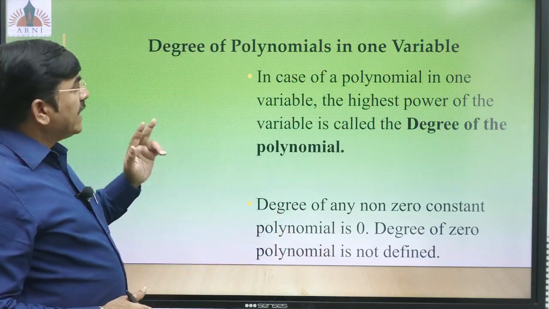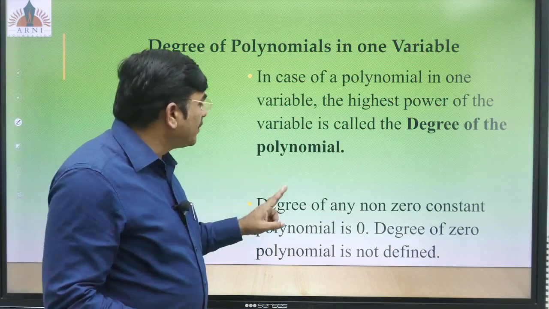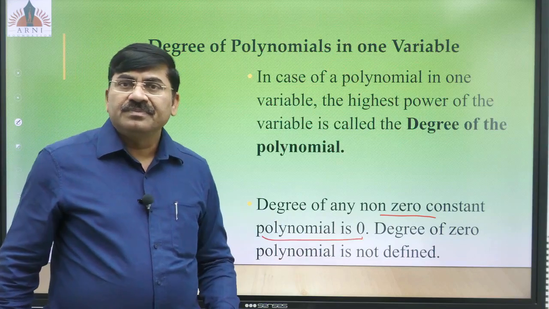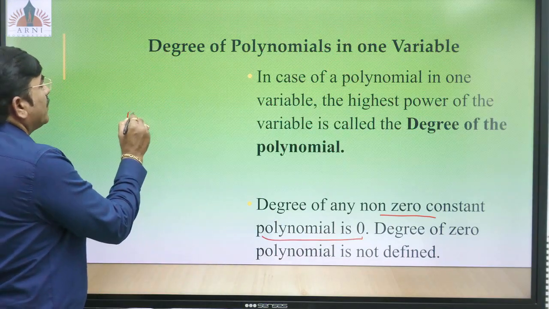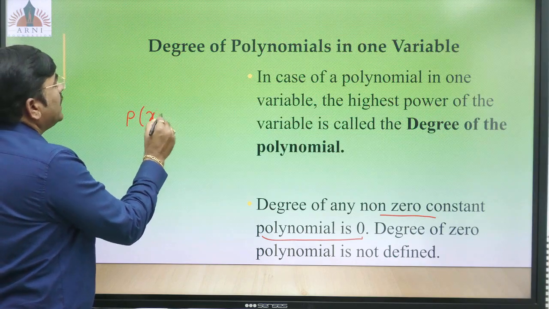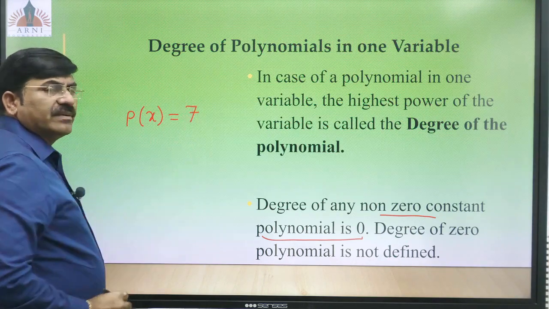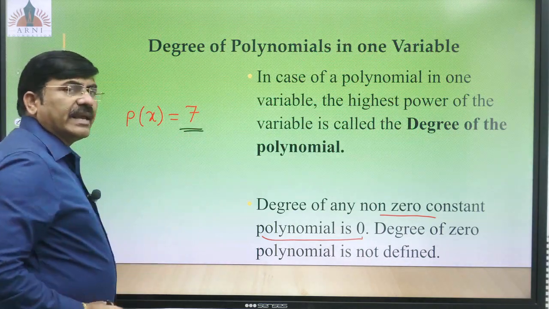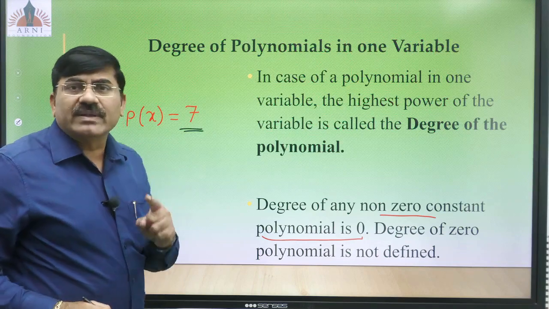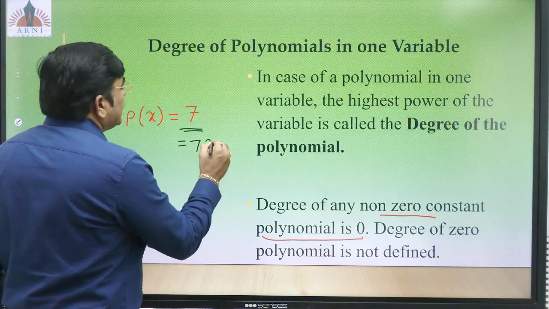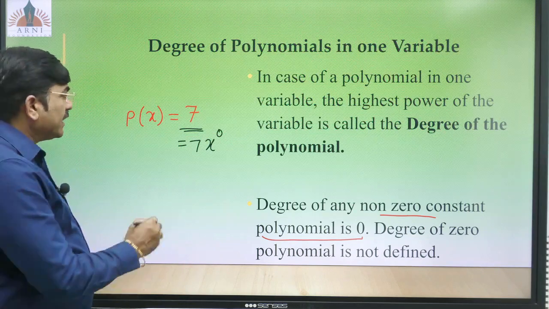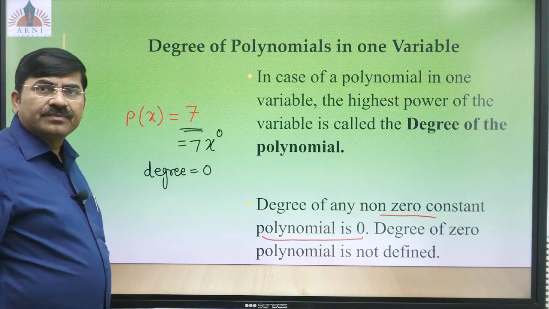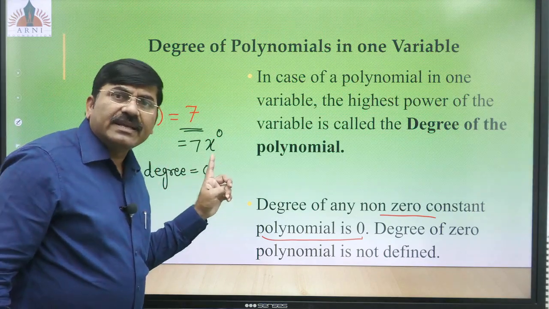In this case, the highest power of the variable is called the degree of the polynomial, and the degree of any non-zero constant polynomial is 0. Constant polynomial we are asking for. Suppose this is a polynomial in x, but only 7 is given. That means it is only a constant polynomial. So, it can be written like this: 7x raised to 0, and that is why the degree of this polynomial is 0, because the variable used is x and x raised to 0.